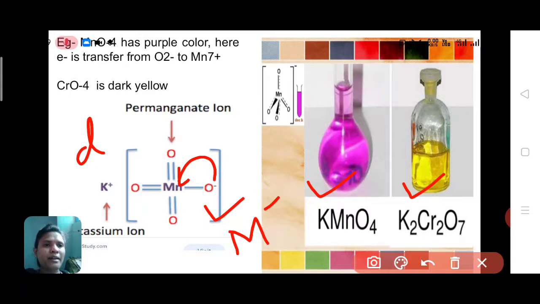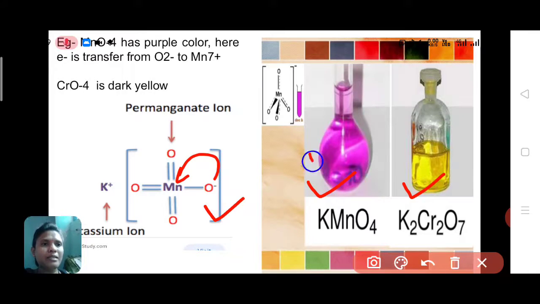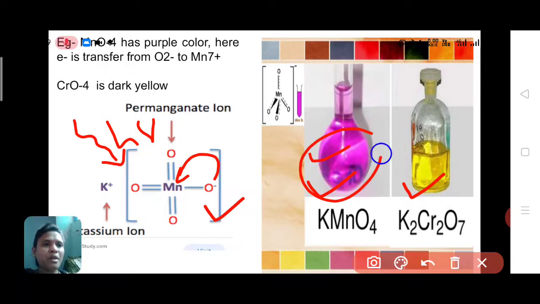So when electrons are transferred from this oxygen ligand and promoted into this manganese metal ion, due to such a transition there is an appearance of purple color in this permanganate anion. Okay, and this transition occurs due to absorbance of which energy? Light energy. So by absorbing this light energy, permanganate ions appear in this purple color form.